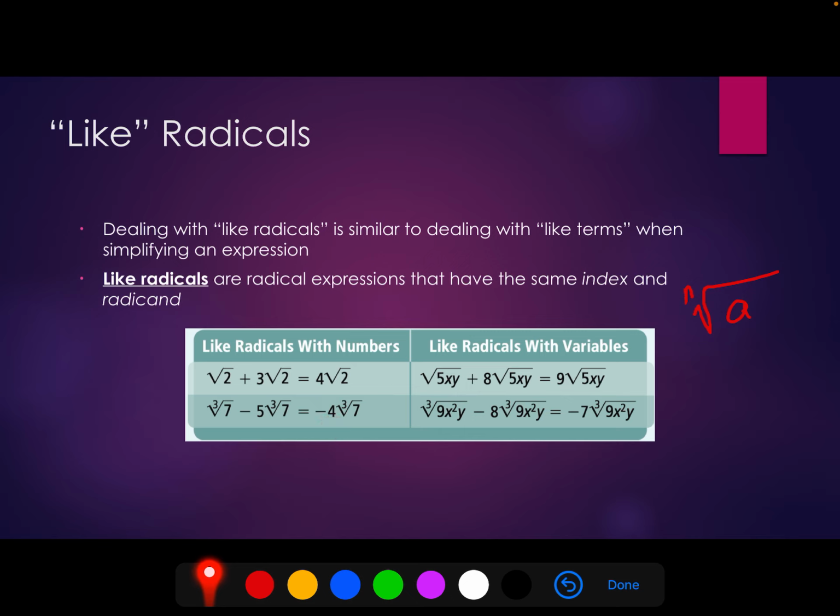And it's the same way for like radicals when we have variables as well. All right, so square root of 5xy plus 8 times the square root of 5xy. Well, that's just 9 times the square root of 5xy. And here we have the cube root of 9x squared y minus 8 times the cube root of 9x squared y. Well, that just gives us negative 7 times the cube root of 9x squared y.